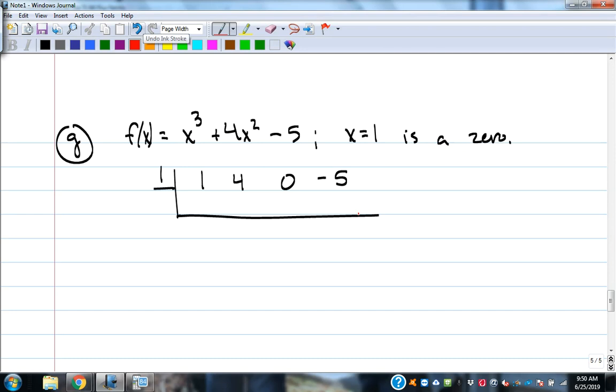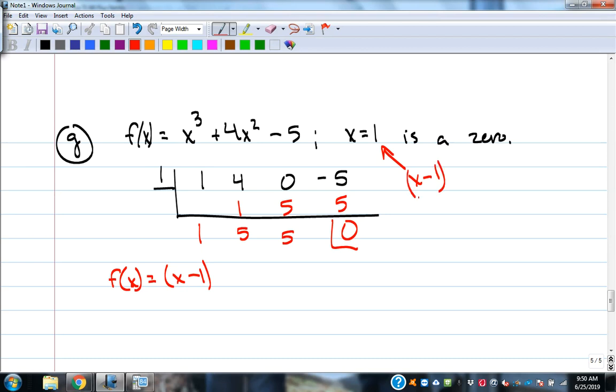Run synthetic division with that, and I better get a 0 in that spot over there. If I don't, something went wrong. And yeah, I do get a 0 there. So that tells me that I've got the factor x minus 1, because remember, the factor that goes with x equaling 1 is x minus 1. If it's x equals negative 1, it'd be x plus 1. Always the opposite. And then we've got x squared plus 5x plus 5 there.